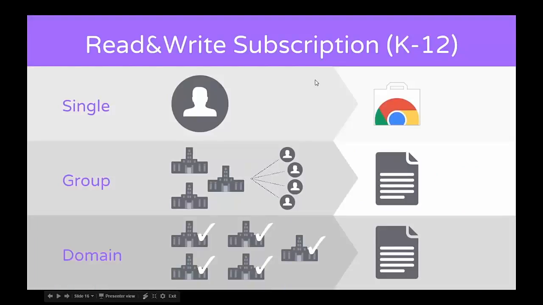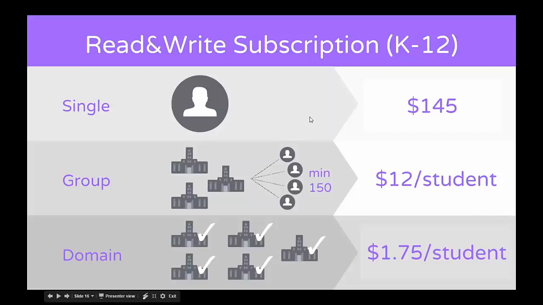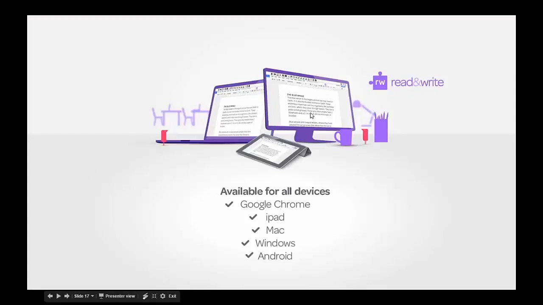So the way that Read&Write works is we no longer license it out by platform. We now offer Read&Write as an entire all-in-one subscription. And within that, you get access to Read&Write Windows, Read&Write Mac, Read&Write for Google Chrome, Read&Write iPad, and Read&Write for Android tablets. And the pricing breakdown is, for a single license, $145 a year. For a group license, it's $12 a student a year, minimum 150 students. And for a domain license, it's $1.75 a student per year, and that's taking into account all students K through 12. And like I said, with the Read&Write subscription, it's available for all devices.